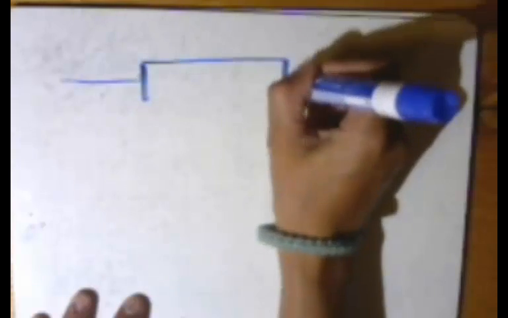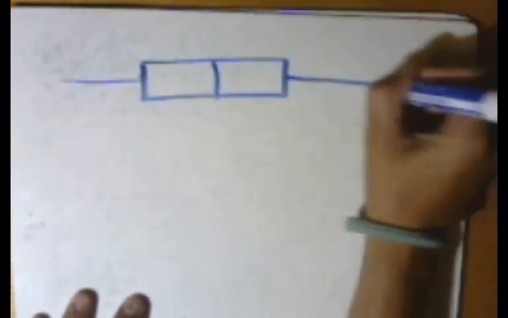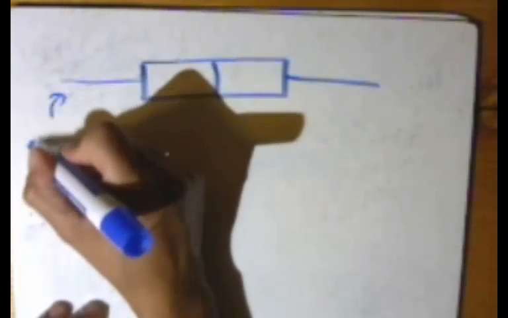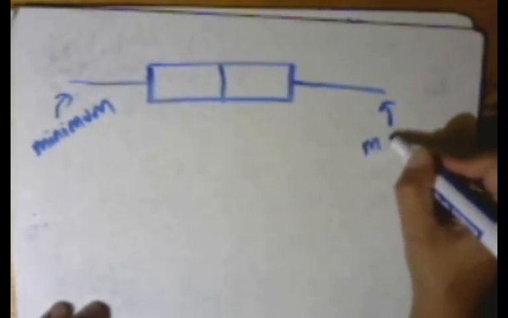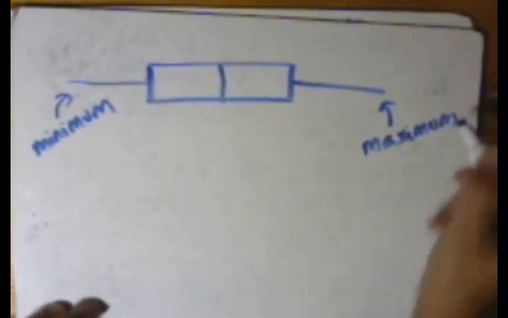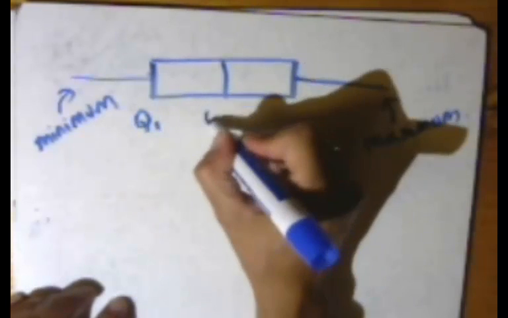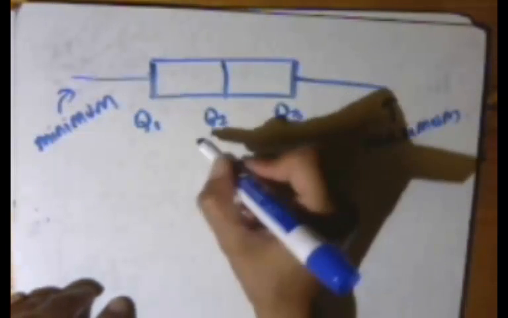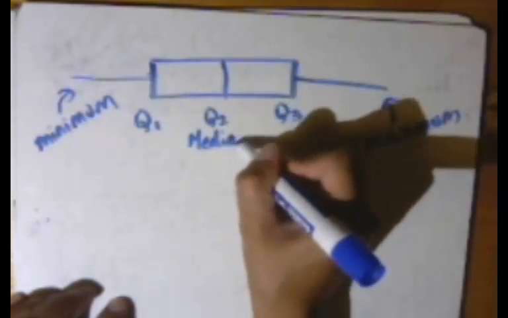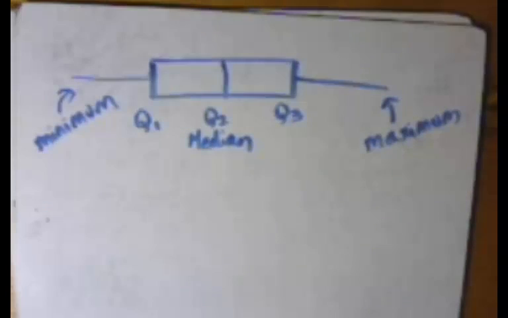A box plot looks something like the following, where you have whiskers, a box, a line in the box, and another whisker, where the end of this whisker is the minimum, the end of this whisker is the maximum, and guess what? We have Q1, Q2, Q3. Well, we often call Q2 just the median.